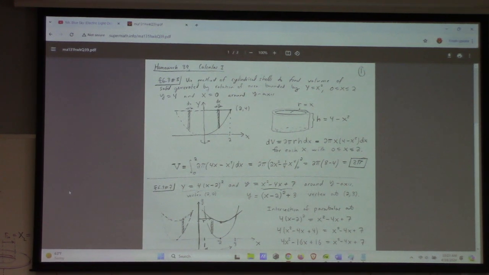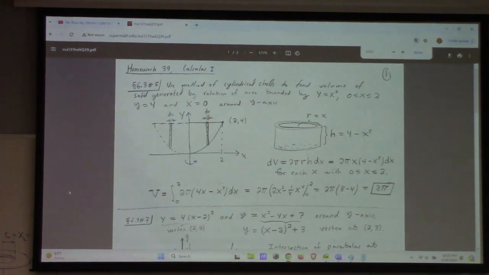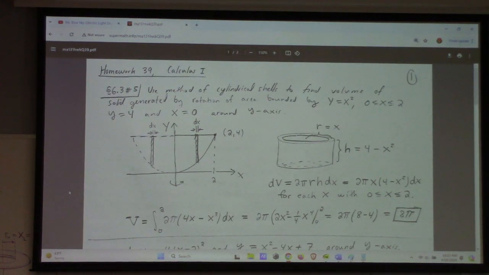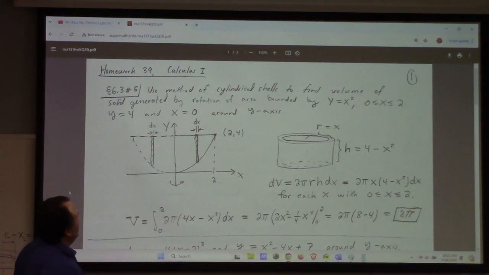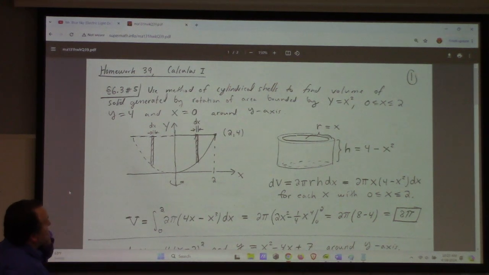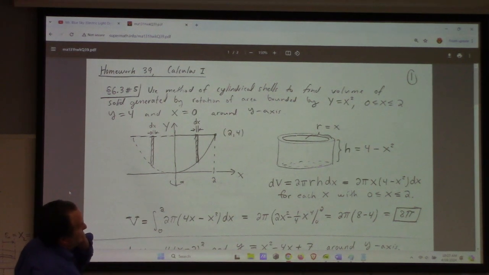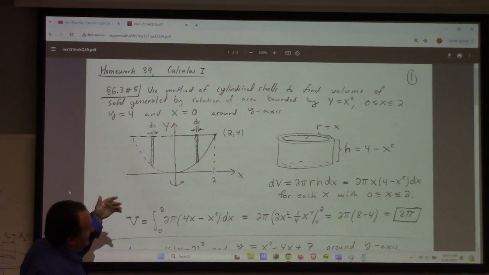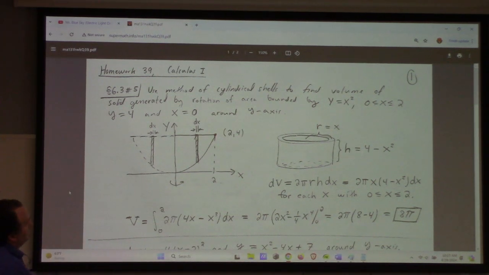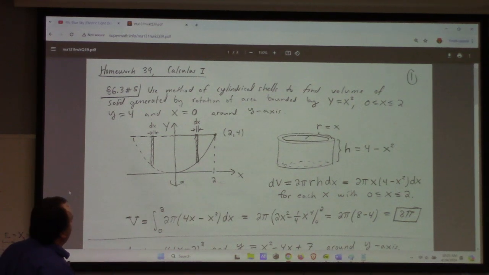But anyway, here's some examples on the method of shells we can look at together. Hopefully it will be a little more productive. Use the method of cylindrical shells to find the volume of the solid generated by rotation of the area bounded by y equals x squared, for x between 0 and 2, y equals 4, and x equals 0, around the y-axis.